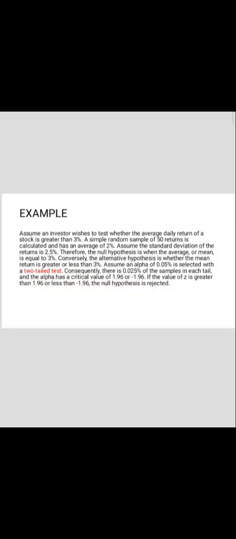Example. Assume an investor wishes to test whether the average daily return of a stock is greater than 3%. A simple random sample of 50 returns is calculated and has an average of 2%. Assume the standard deviation of the returns is 2.5%.